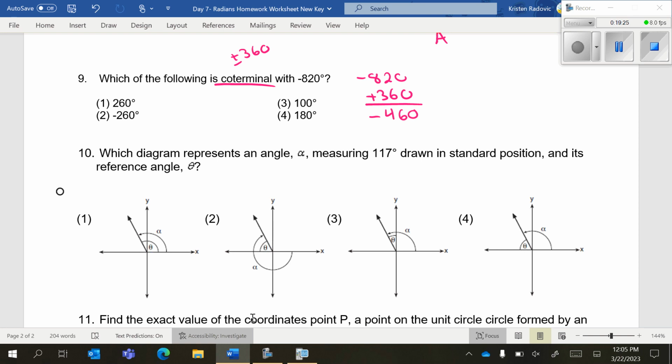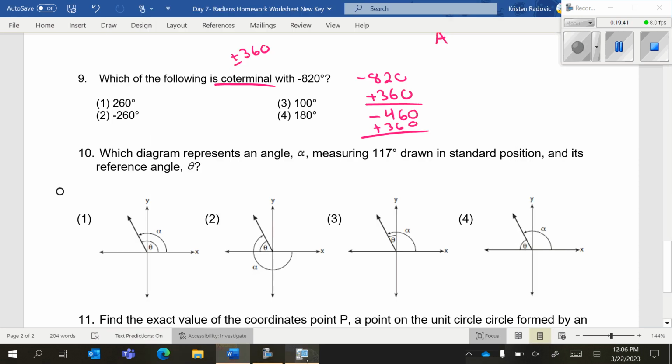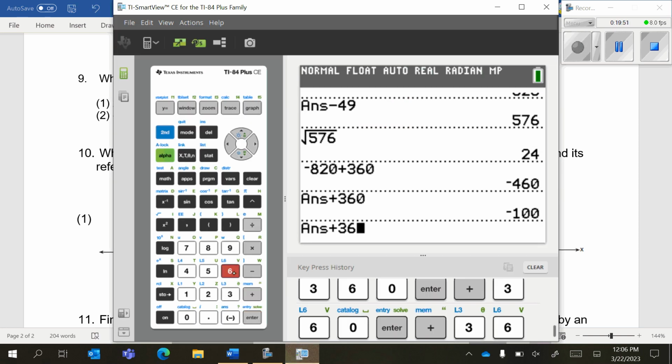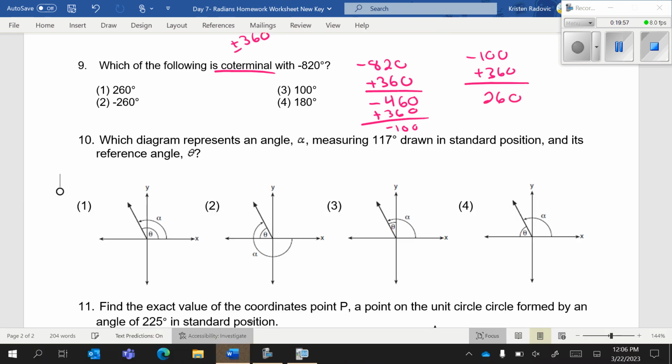Now, negative 460 is coterminal. That means they end in the same spot if you graph them, but it's not an answer choice. So I'm going to go another lap around the circle, and I'm going to add another 360 degrees. And you get negative 100. That is still not an answer choice. So basically, you're just going to keep adding 360 degrees until you get to an answer. If we did another 360, you get to 260 degrees. So finally, we get an answer choice for what's coterminal.